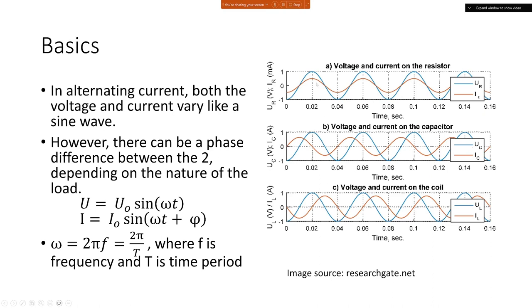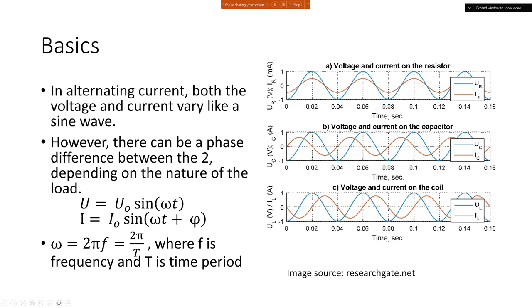For a resistor, there is no such issue. Resistor is very simple. More voltage, more current. Ohm's law is valid. So in this case, the voltage and current are perfectly in phase. They have the peaks at the same time, valleys at the same time, zero at the same time.